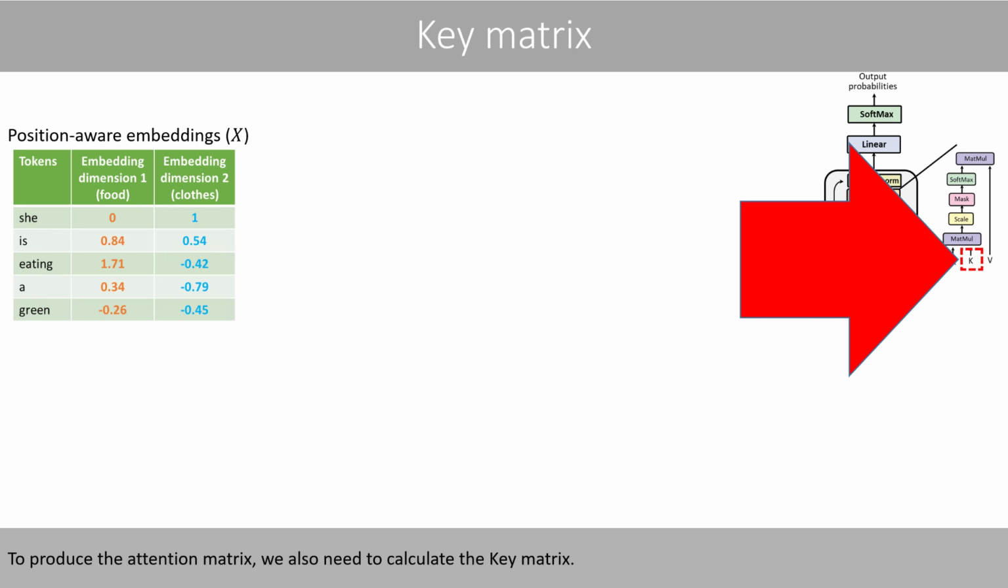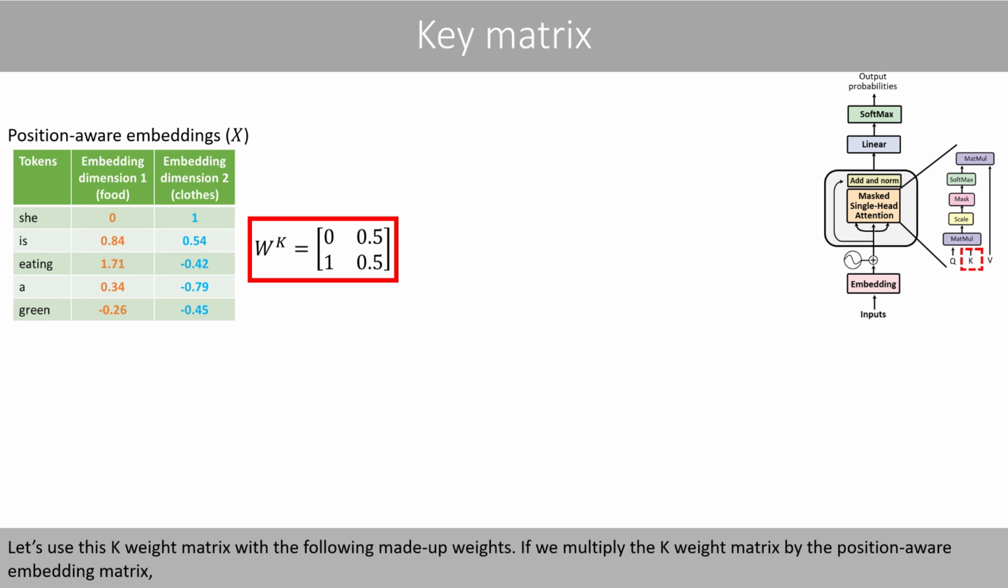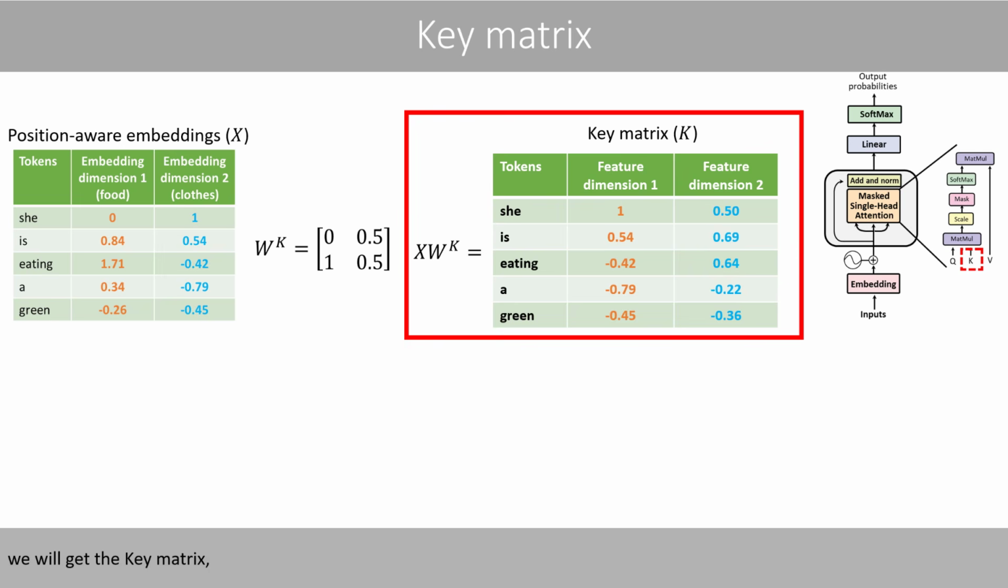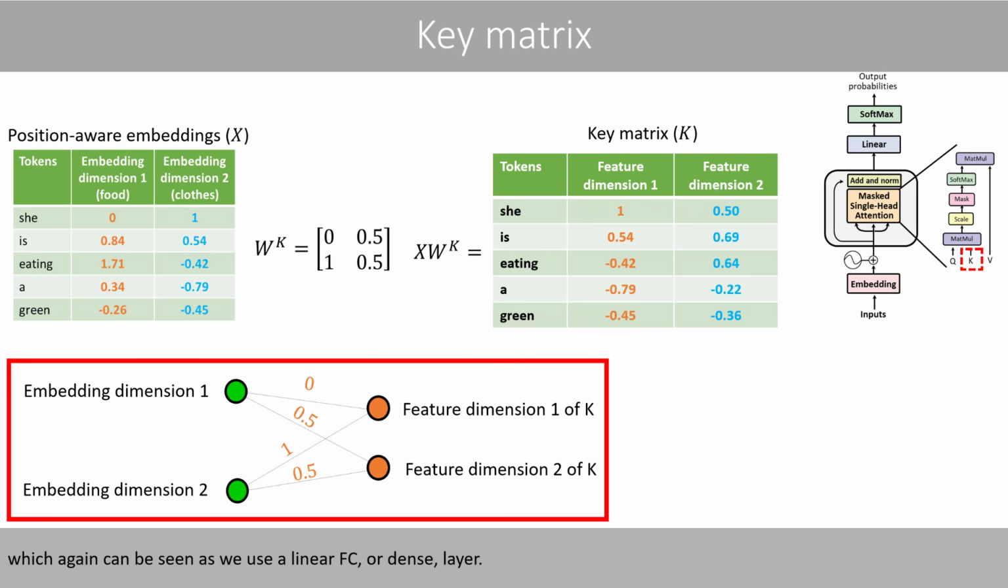To produce the attention matrix, we also need to calculate the key matrix. Let's use this K-weight matrix with the following made-up weights. If you multiply the K-weight matrix by the position-aware embedding matrix, we will get the key matrix, which again can be seen as using a linear fully connected or dense layer.